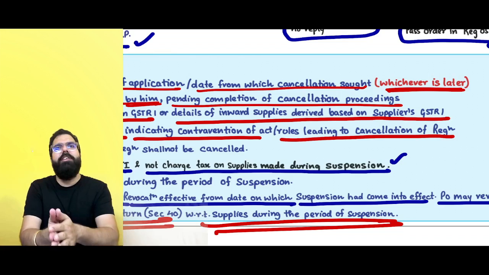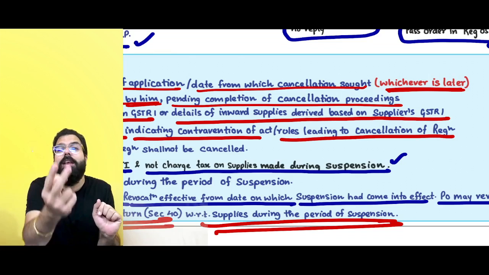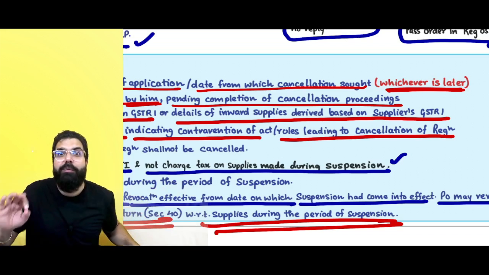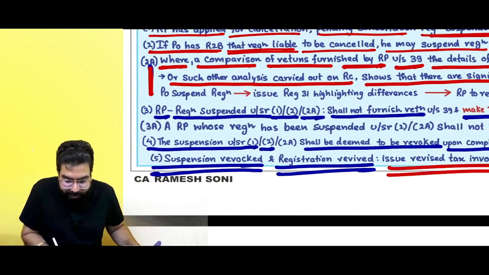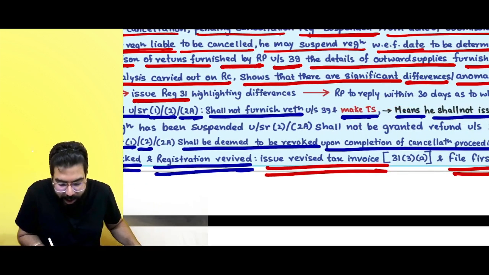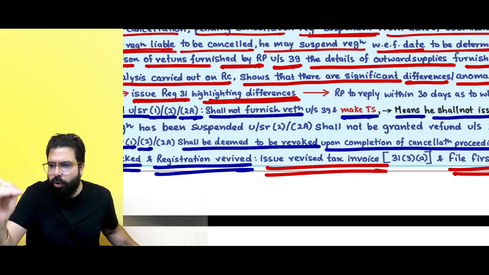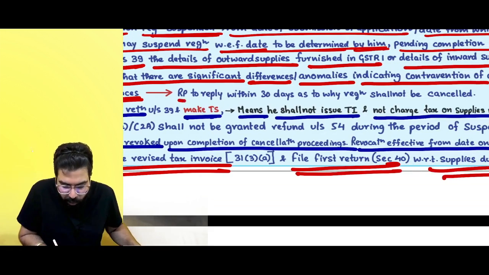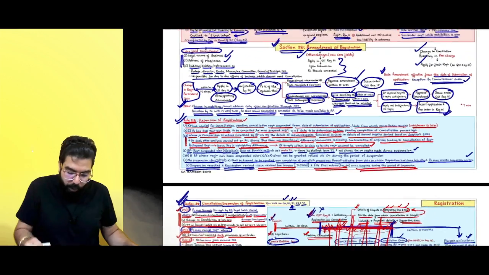For example, in your GSTR-1 you are showing 2 crore of sale. Sir, when you have to pay the taxes in GSTR-3B, you are showing only 2 lakh of sale. It means you are unnecessarily trying to pass on the credit. If you are trying to do something like that and an officer has a doubt, immediately the registration will be suspended and he will issue a GSTR-31 highlighting the differences. Sir, your GSTR-1 shows 2 crore, GSTR-3B shows 2 lakh only. There are differences. He will tell you, you have to reply within 30 days as to why your registration should not be cancelled. Okay, sir, point is clear.